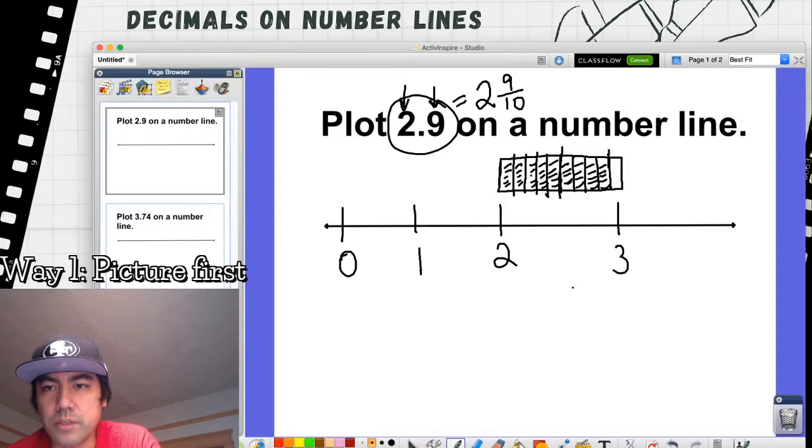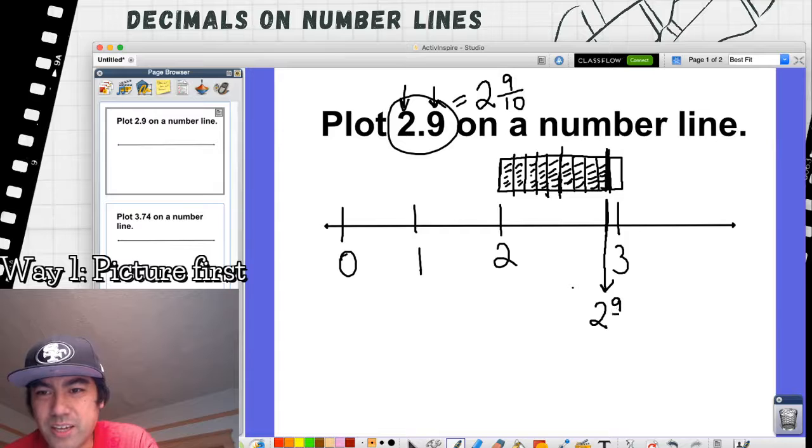And so I'm going to stop. It stops right here, and so I'm just going to draw a line right here. Now this is a little tight to write over here, so I'm just going to go down more, and I'm just going to say, hey, this is where 2 9/10 is. And I'm done. Okay.